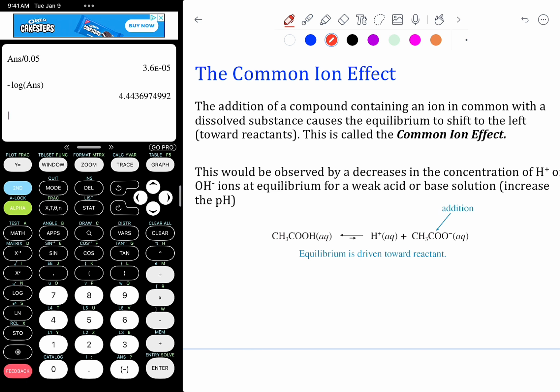So this is observed by a decrease in the concentration of H plus or OH minus ions at equilibrium for a weak acid or a weak base solution, and thus an increase in the pH. So we can see this here just like we saw when we were talking about Le Chatelier's principle in our previous chapters, that if we have our equilibrium here, if we add a product, we are going to drive that equilibrium towards the reactant, thus decreasing the concentrations of our products and increasing the concentration of our reactant.